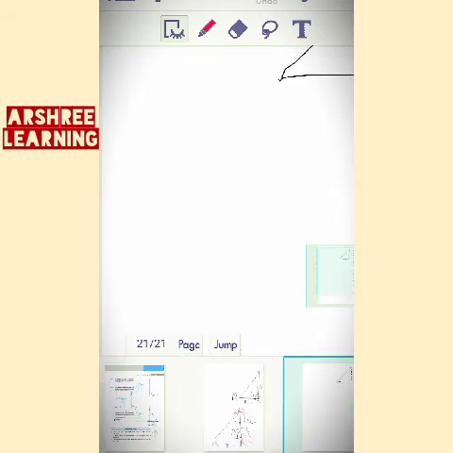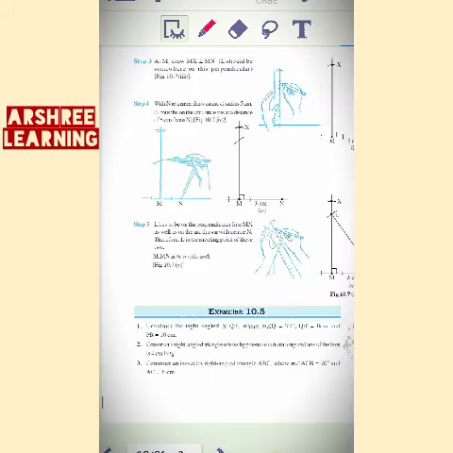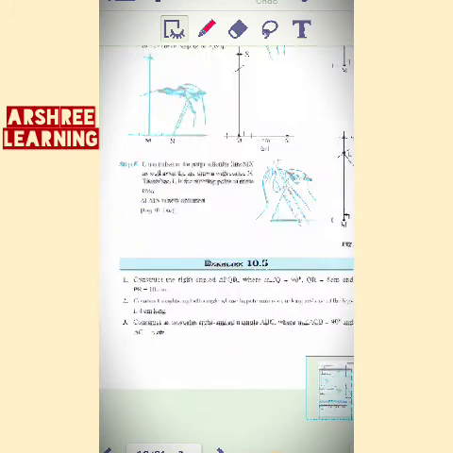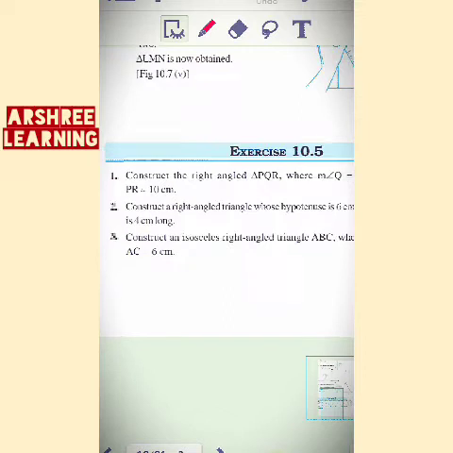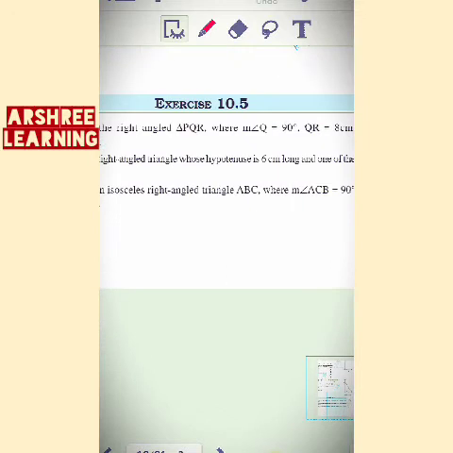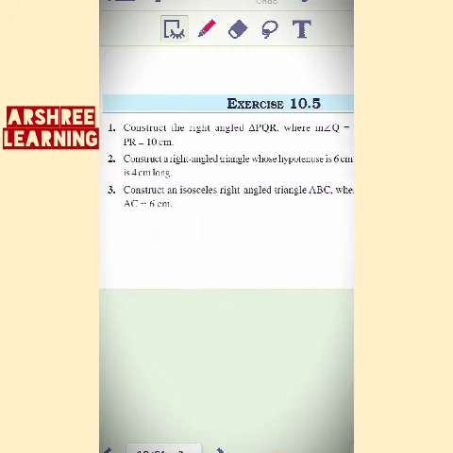Now when you make the figure, this is the construction. After that, the other questions which are given in 10.5, the second one is also a right angle triangle whose hypotenuse is 6. Now hypotenuse you know is the longest side, and one of the sides is 4 centimeter. So it is a right angle triangle, so understood that one angle has to be 90. So you will make one side, construct its hypotenuse, and then make one side 4 centimeter and complete it.